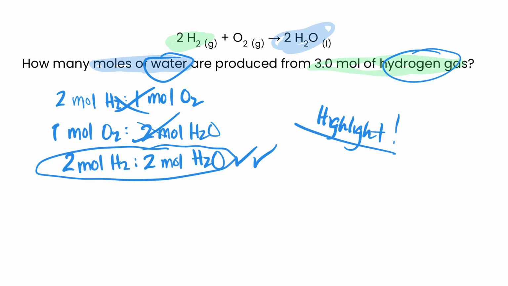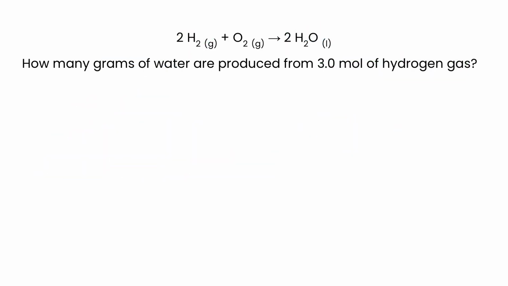Because that will save you from picking the wrong mole ratio in your answer. Moving on to mistake number 4 then is forgetting the final conversion. So another very common mistake is stopping after the mole ratio and forgetting to do that final step, that final conversion. So the mole ratio will only give you moles.